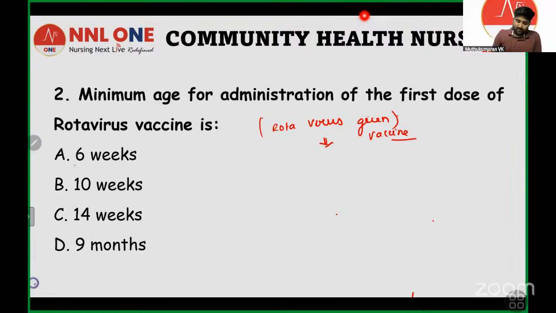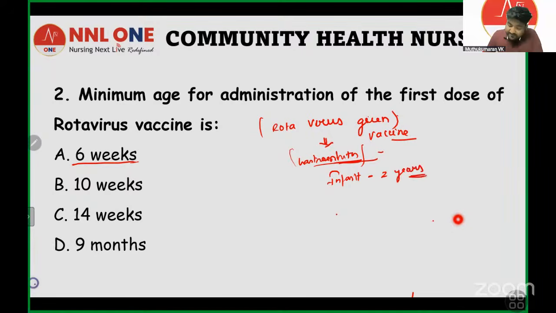So first we are going to get quick. Okay, that's fine. To prevent gastroenteritis, we are giving this rotavirus vaccine, especially against rotavirus. The target age group, which is the most high-risk population here, is infants up to 2 years. These are the vulnerable population here, the most high risk for rotavirus infection. It causes gastroenteritis, that we all know.